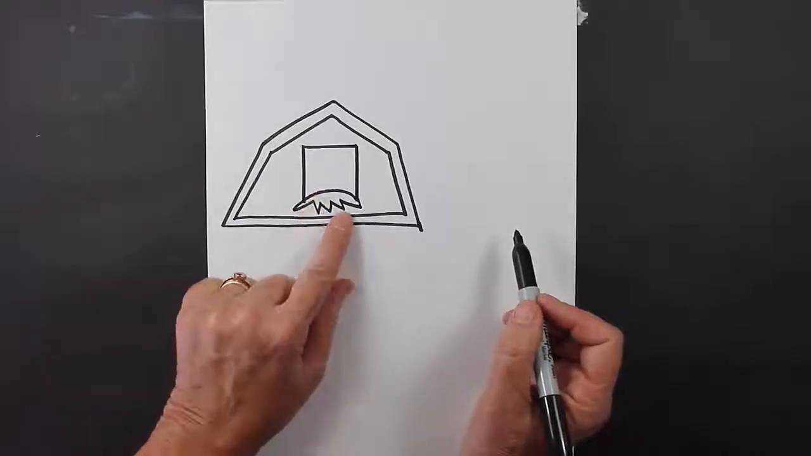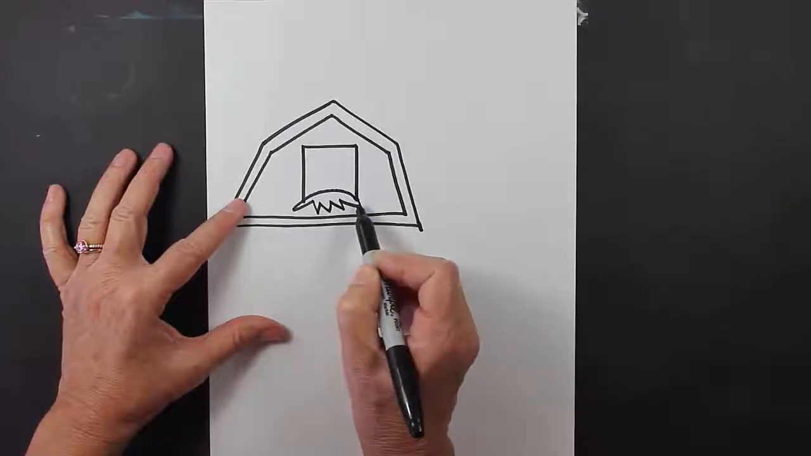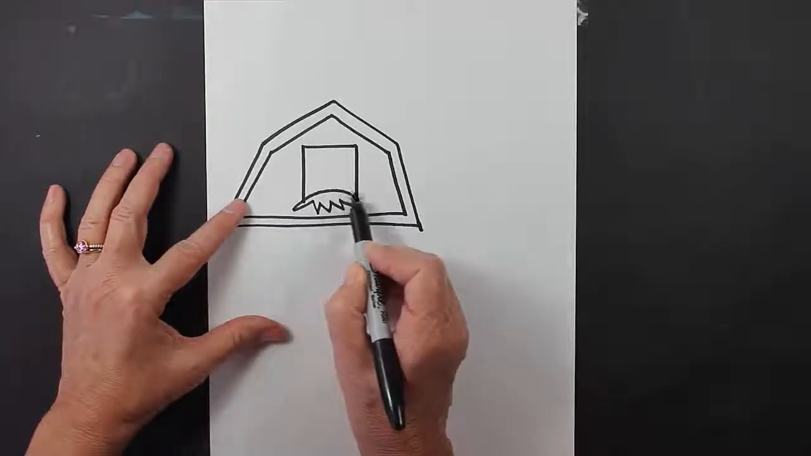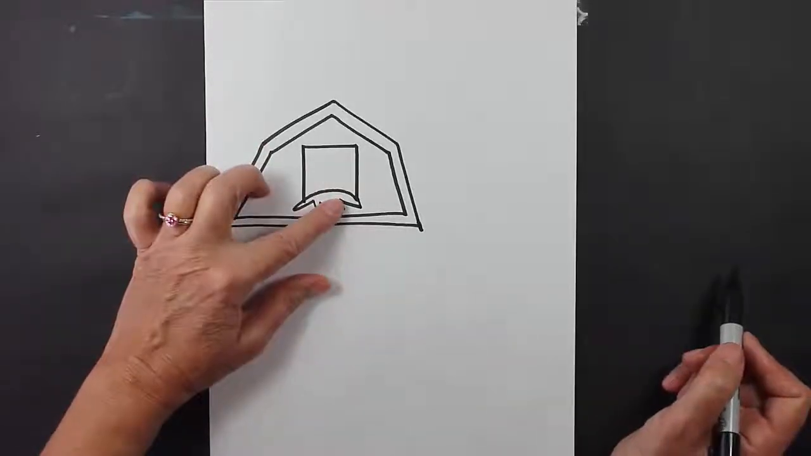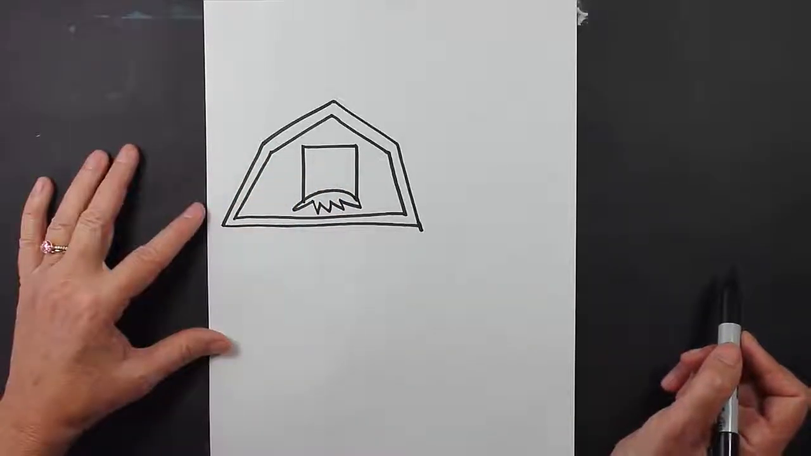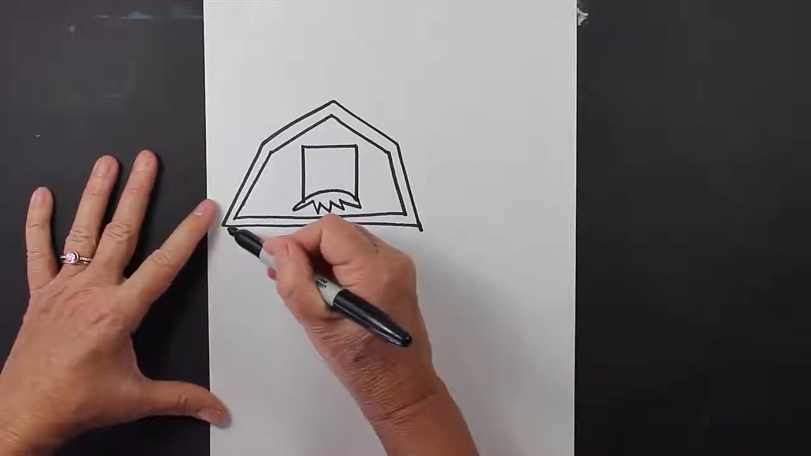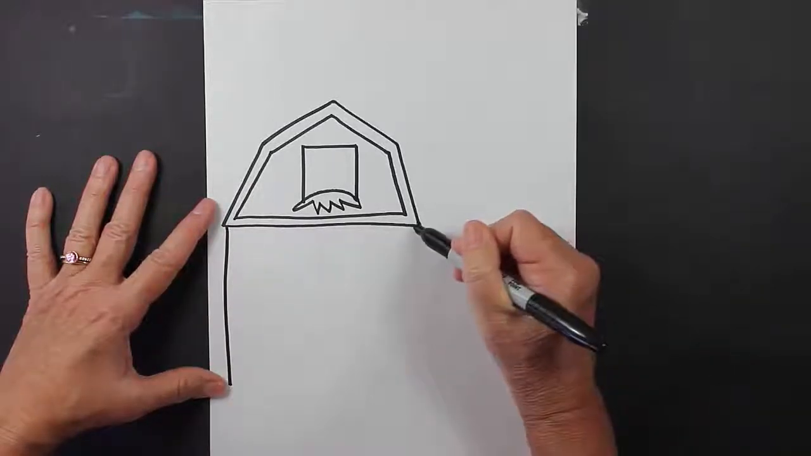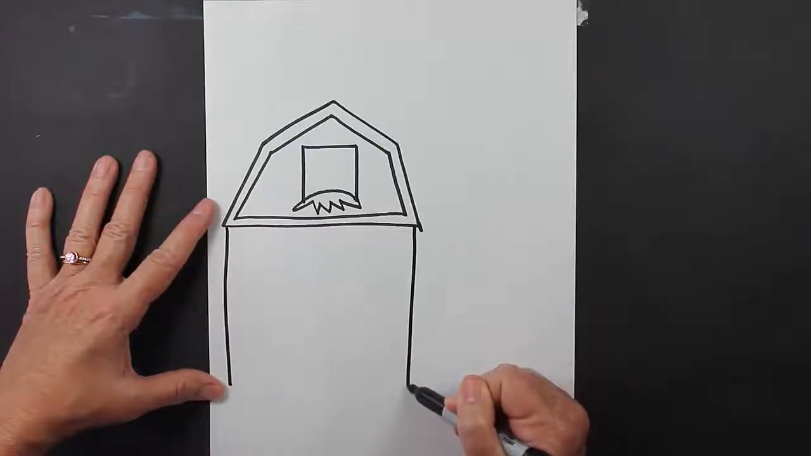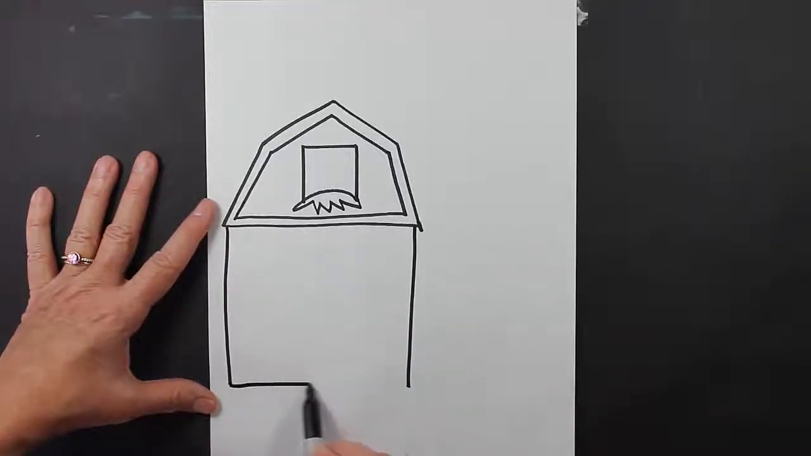I came out from the bottom of our window and I just made some zigzag lines and then I closed those zigzag lines up with a curved line. So it looks like a little bit of hay is coming out from our barn. Now let's go down here to the bottom and create the bottom part of our barn. So a straight line and a straight line. And then we're going to close up those two straight lines at the bottom.